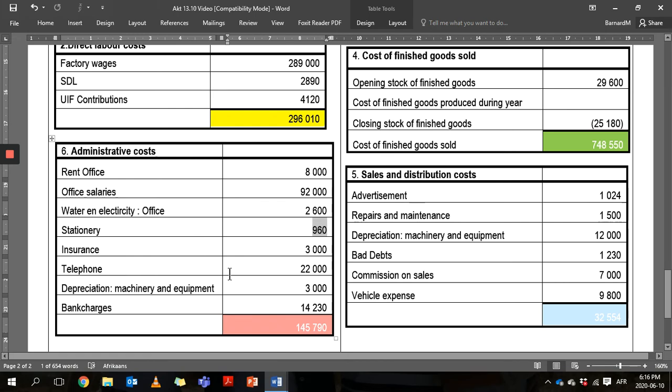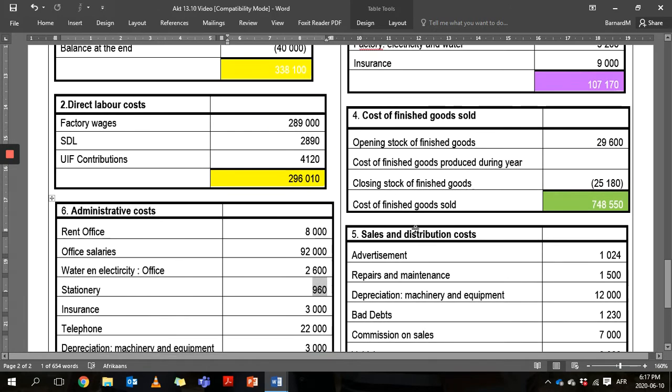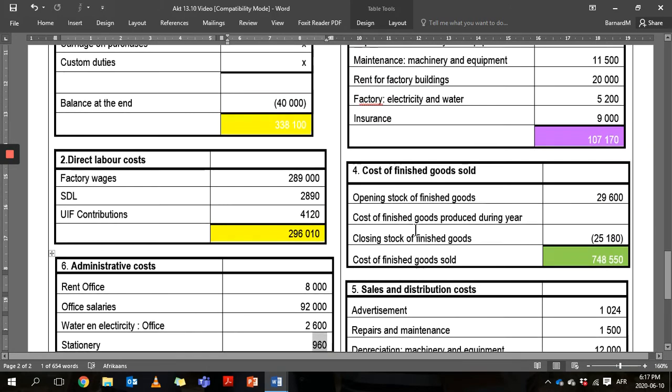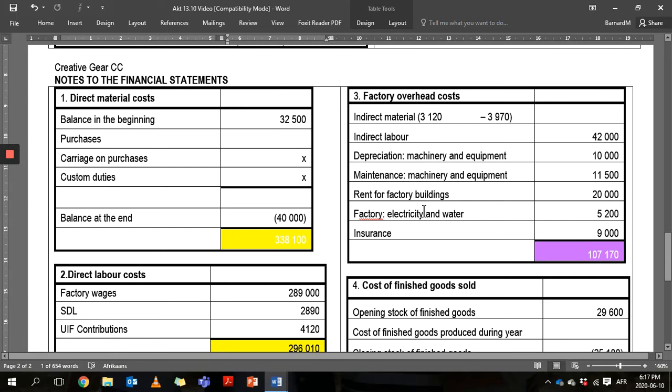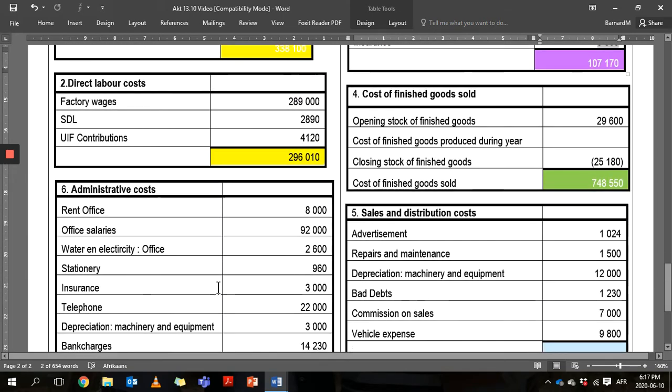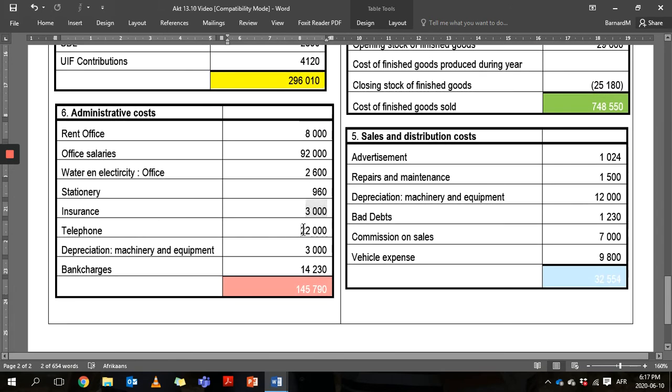Then we have insurance. Insurance is in two parts. The one is for the factory, the 9,000. So you have your insurance here, 9,000. Then you have insurance for your office, 3,000. And then the telephone is actually on its own, supposed to be. That is 22,000, also administrative cost.